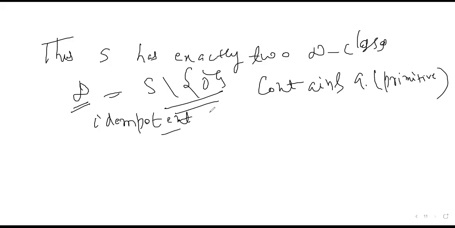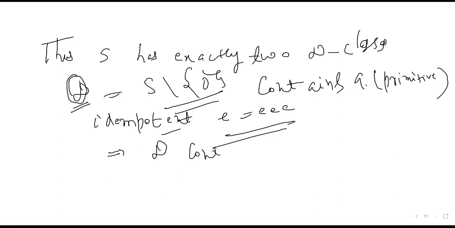तो idempotent हमेशा रेगुलर होता है ना, E equals E squared. तो इसका मतलब D क्लास, ये जो D है इसमें एक रेगुलर एलिमेंट है, और हमारे पास एक रिजल्ट है. So this means D contains a regular element. तो हमारे पास एक रिजल्ट है.